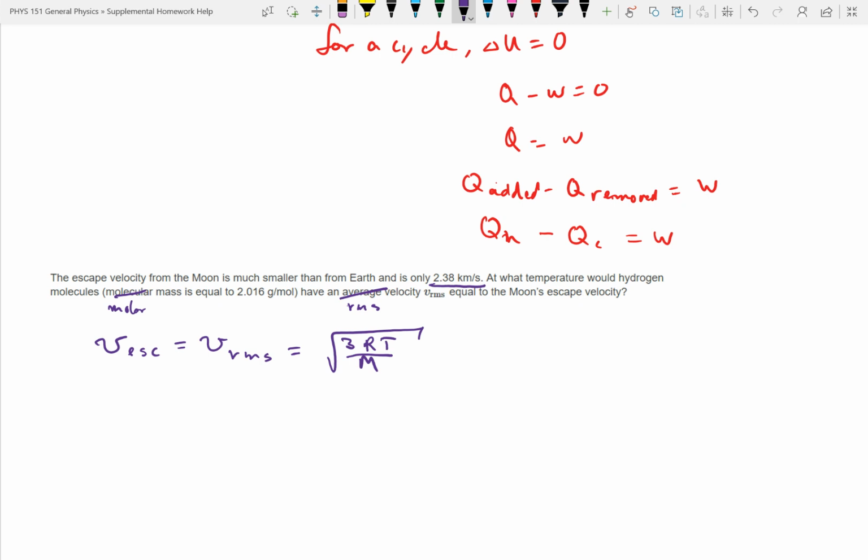I made the changes there. It's not the average velocity. It's a different thing. And so I just set the V escape equal to V RMS, consistent with what the problem asked. And they give us the V escape is 2.38 kilometers per second.